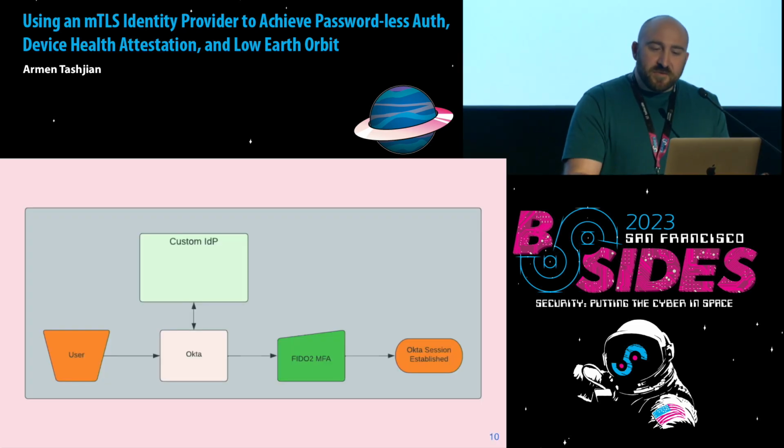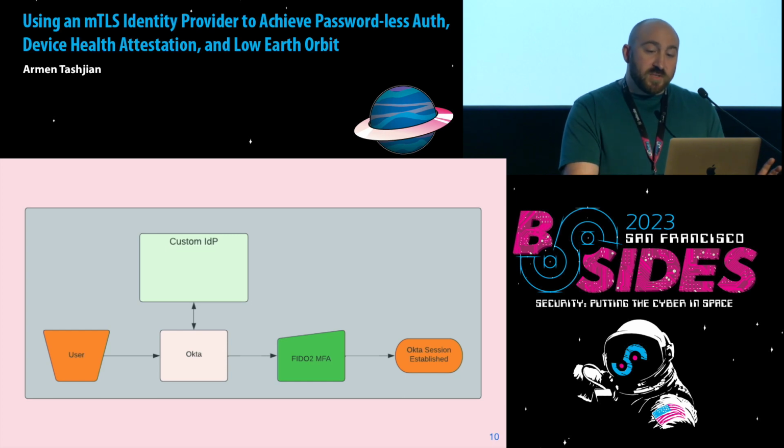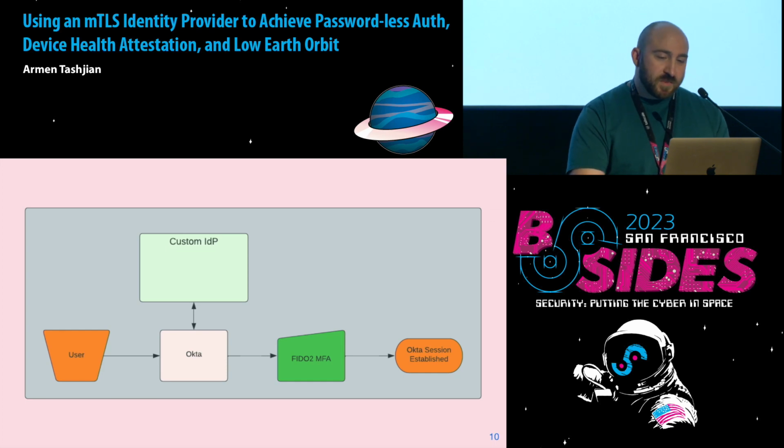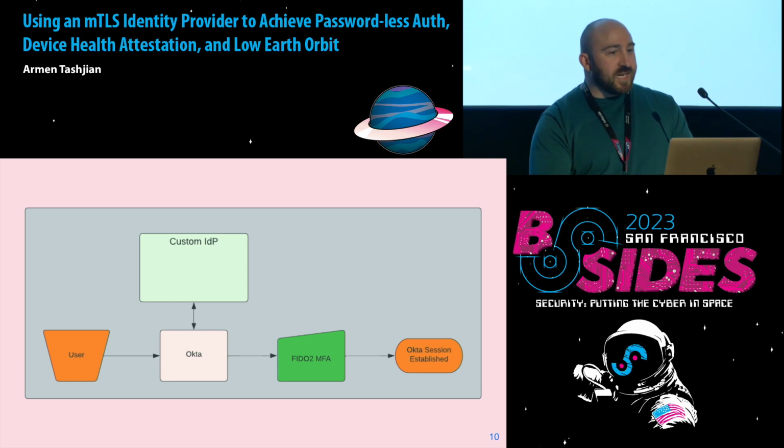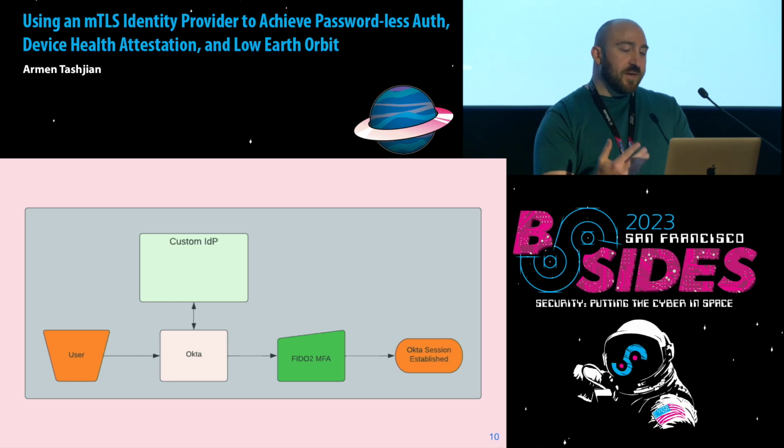So this is a 10,000-foot view of what was happening in those previous slides. First, a user attempted to access something behind Okta. Then Okta recognized that the user needed to authenticate against our custom identity provider. And Okta routes to our custom identity provider using IDP routing or IDP discovery. Our identity provider validates the device and then indicates to Okta that authentication was successful. And from there, Okta proceeds with the authentication flow, prompting the user for their FIDO2 key, and an Okta session gets established.